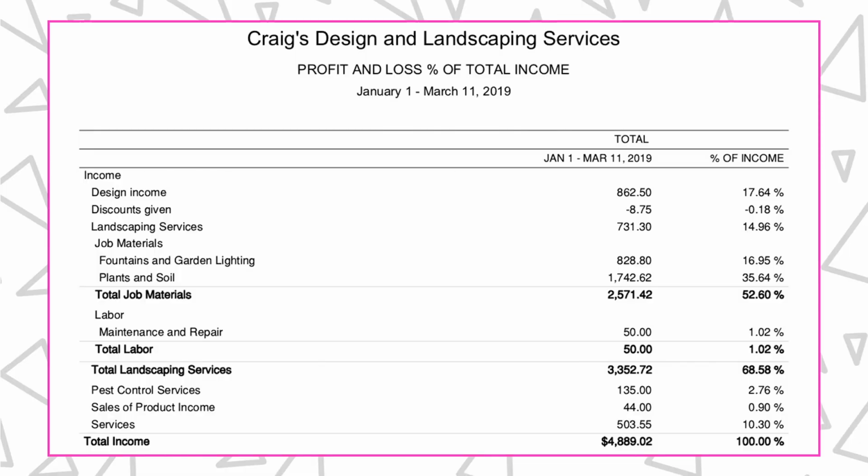For example, on this sample report, we see that landscaping services makes up 68.5% of the business's income, while design income and pest control services make up much less. In particular, we can see that pest control services only makes up 3% of the total business income. We might want to ask ourselves, is pest control services really worth it? Also considering that this service might have a lot of costs and administrative time involved. If I were this business owner, I would look at this and say, hey, I'm getting rid of pest control services and focusing more of my energy on design income and building momentum there.